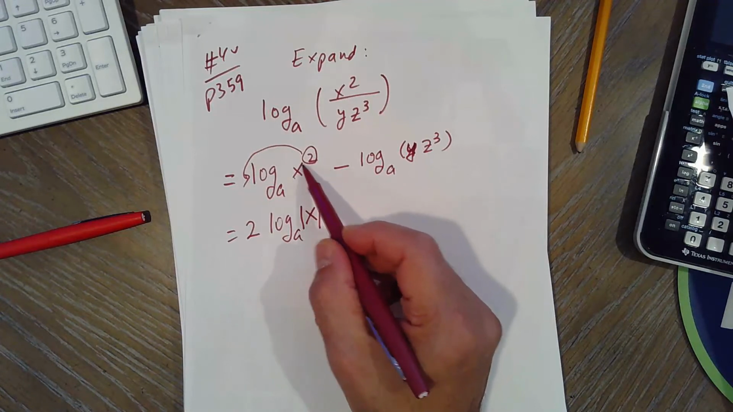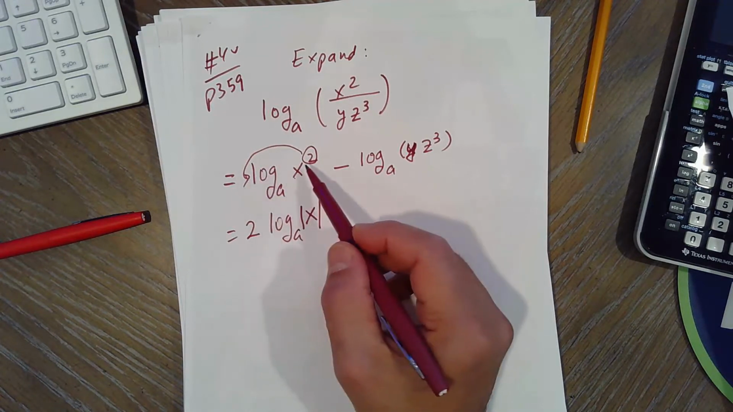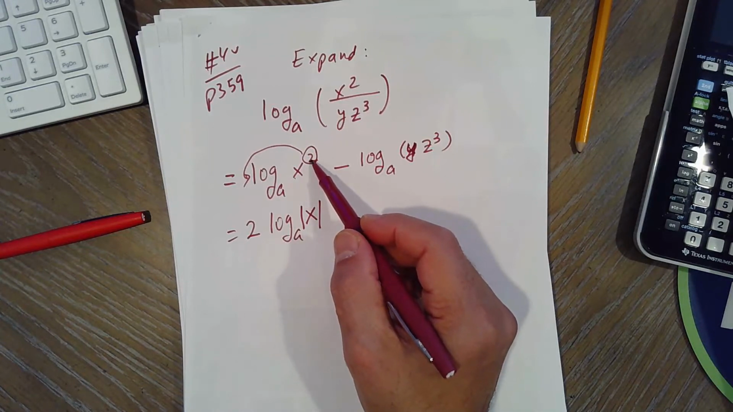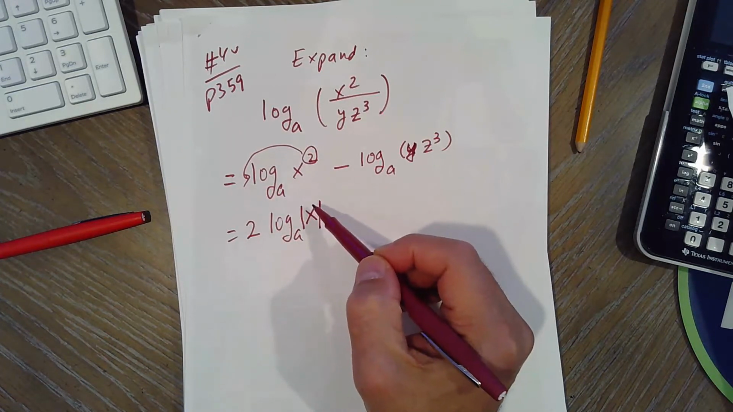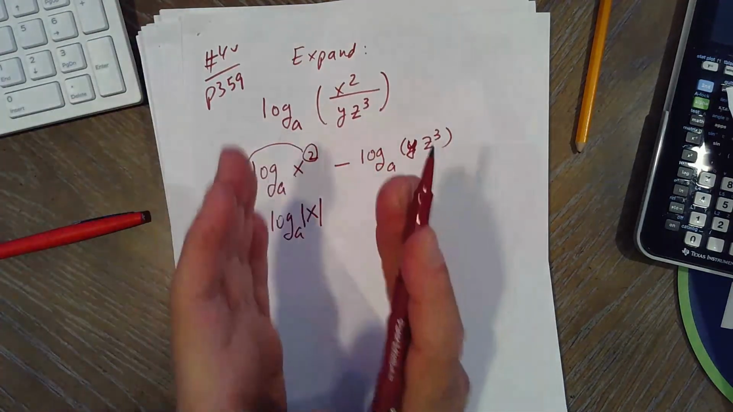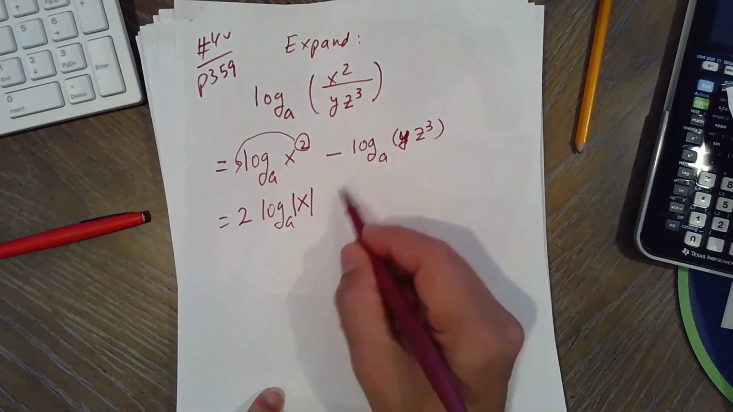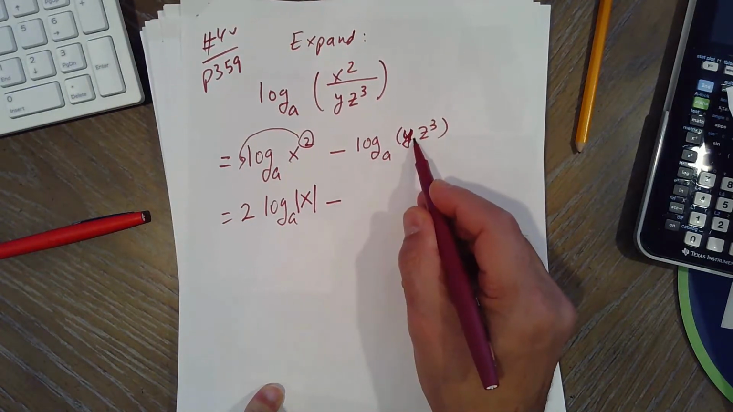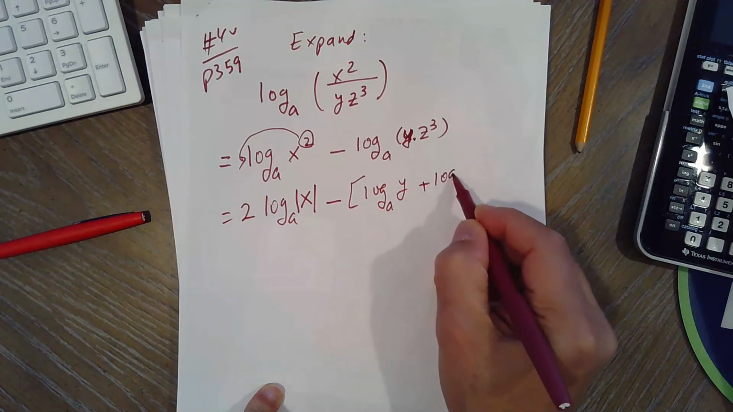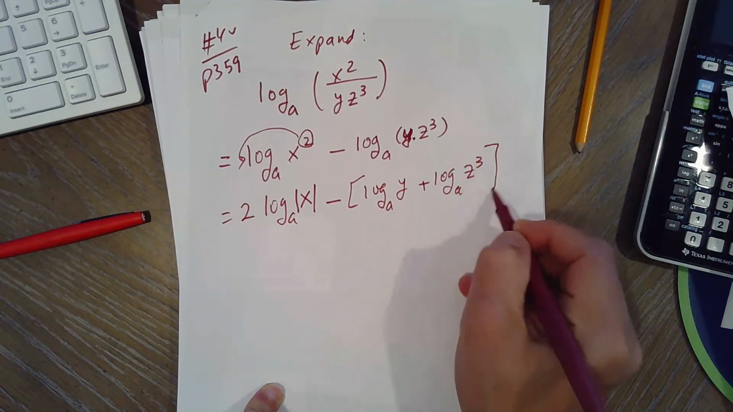So if you have a power and you put it up front, that's like a protection for the x because it's always positive when it's x squared. But once you remove that, x to the first power could be positive, could be negative. How do we guarantee it's positive? We put the absolute value. Minus. Now this is using the product rule, log base A of y plus log base A of z cubed.